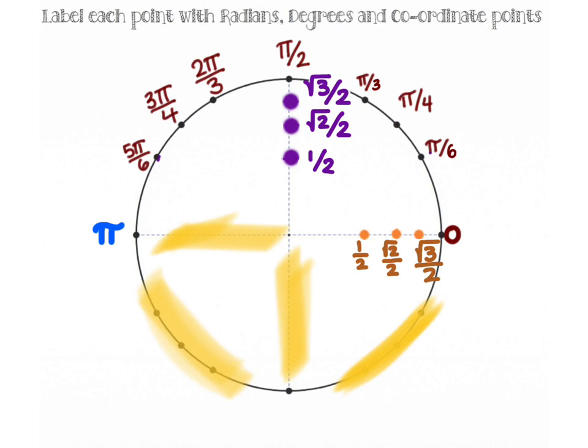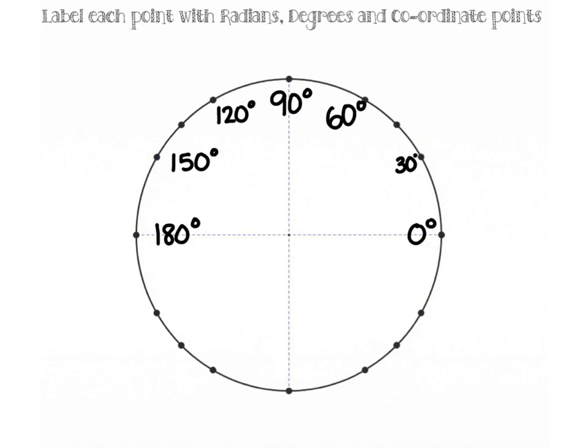Not only, though, do you need to have radians and these coordinate points, but you also have to have the degrees. Now, remember when we cut it into 6 equal slices? Well, it's 180 degrees to go halfway around a circle. So when you cut that into 6 slices, you're counting by 30s. So it's 30 degrees, 60 degrees, 90 degrees, 120, 150, and 180.